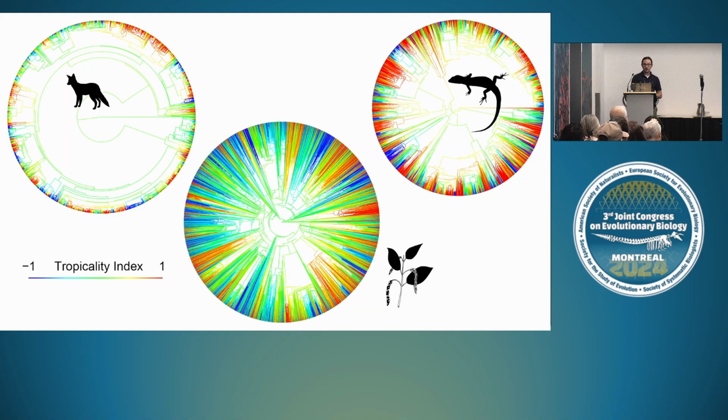Here I'm showing you the phylogenies for mammals, squamates, and angiosperms. We've mapped the tropicality index onto the tips of our phylogenies. Tropical species are in red, temperate species are in blue. And I know there's a lot here, but the main point that I want you to take away from this is that there's a lot of variation in tropicality among these lineages, and this is representative of all of the groups that we've looked at so far.